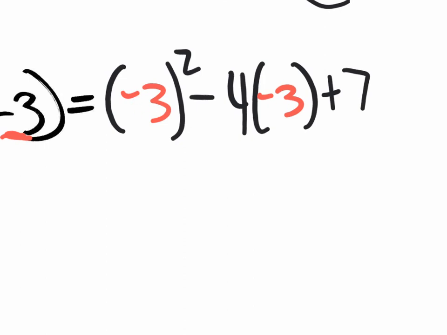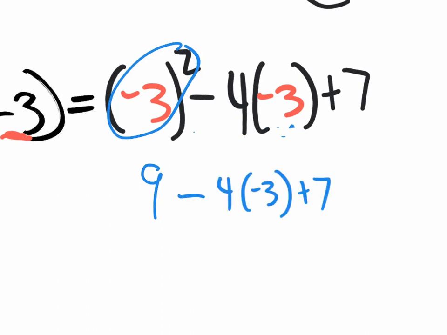So negative 3 squared, that's positive 9. Now I might as well call this a negative 4 times a negative 3. Actually, let me rewrite it. That way we don't get confused. Let me do one step at a time. So rewriting everything, we end up with 9 minus 4 times negative 3 plus 7. So what do we do next?